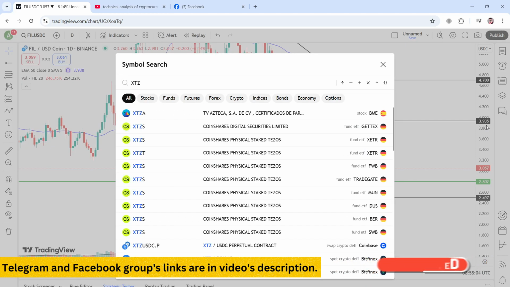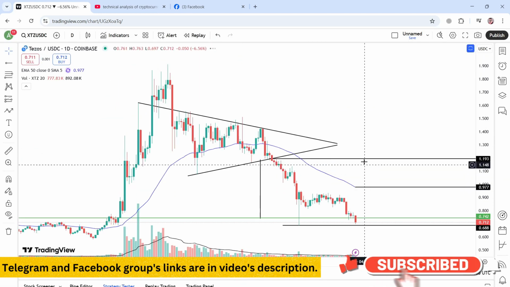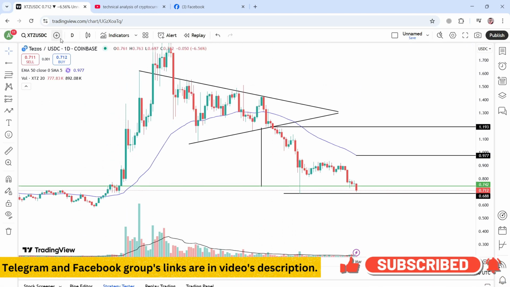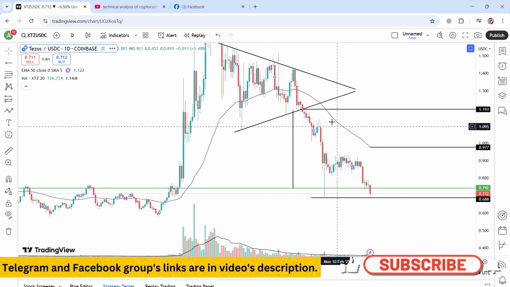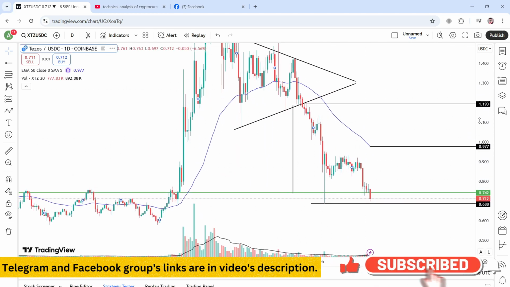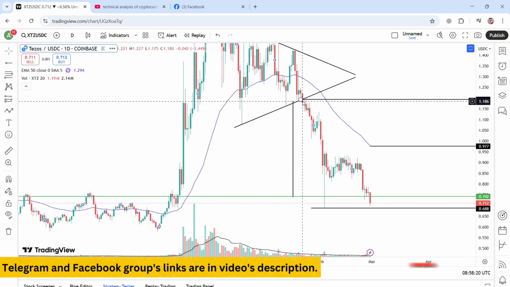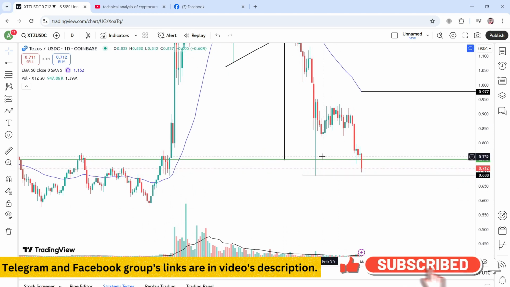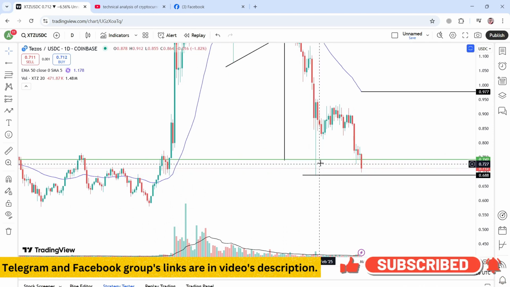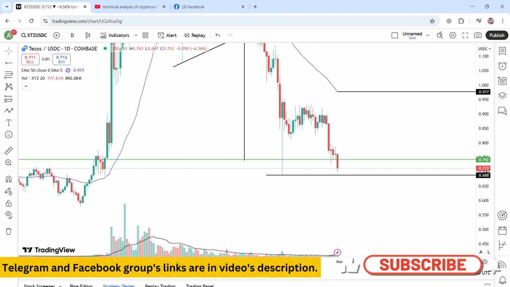The next coin is XTZ. So if we look at XTZ against USDC on 1 day time frame, currently it is moving in its downtrend, where it gave the breakdown of this triangle formation when it gave closing below 1.193 in this candle, and after that it exposed the final target of 0.742, and that final target has already been achieved in this candle. Currently prices are moving at 0.712.